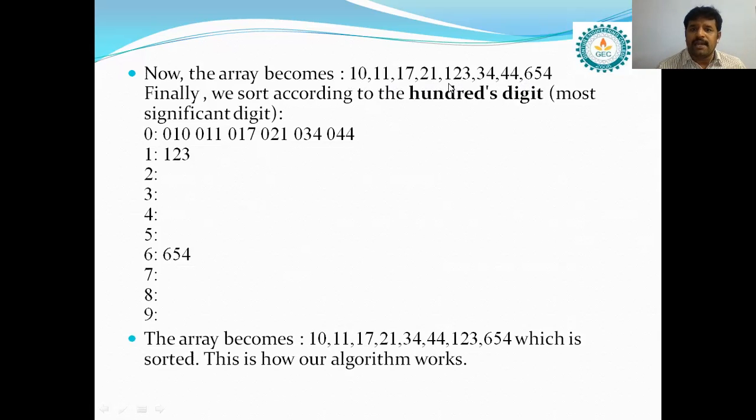Which one is the smallest value at the hundreds place? 1. So write 123 first. In all these other numbers, there is no hundreds place, that is 0. Write all these elements at the 0th location. And in 123, the value at the hundreds place is 1, so write it at the first location. After that, 6 is at the hundreds place, write it at the 6th location. And we can write all the elements in order: 10, 11, 17, 21, 34, 44, 123 and 654.